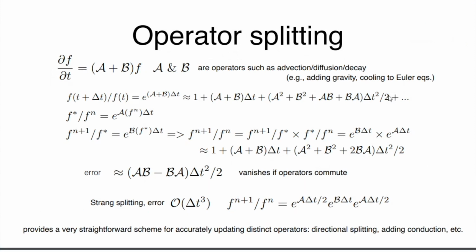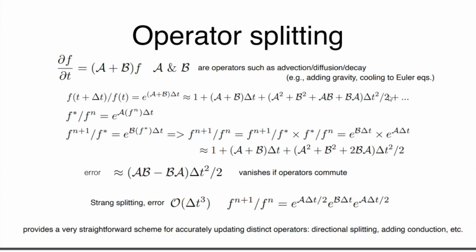The idea of operator splitting. So you solve the Euler equations, but that's not it. You have to include things like cooling, radiation. You have to include diffusion and so on. So do you invent a new numerical method every time you add these things? The answer is no. You want to use something called operator splitting.